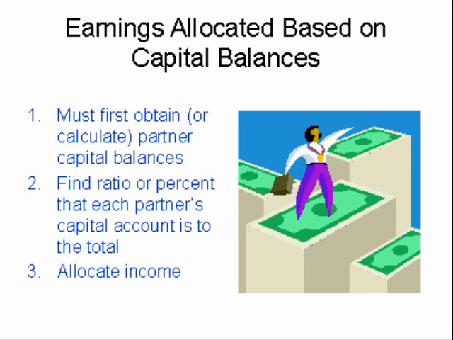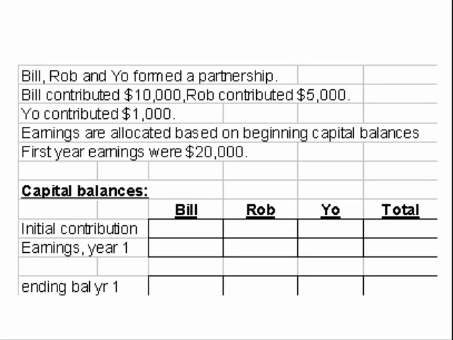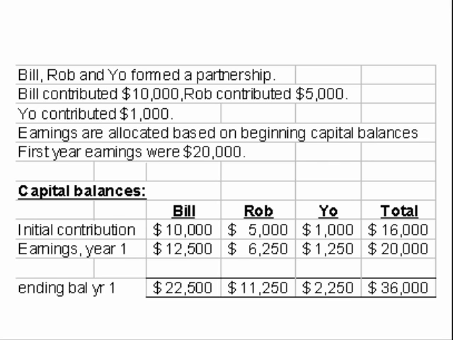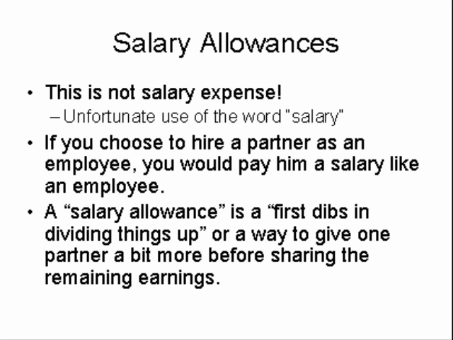Let's try now allocating earnings based on the capital balances of the partners. The first thing you've got to do is go find out, well, what are their capital balances? And sometimes if it's not an initial year, you may have to do some computations to arrive at those capital balances before you can allocate income. All right, let's look at this one. So you have three partners that have given very different amounts to the business. There you go. Now we've got to get the ratio of the capital balance to the total: 10,000 over 16, 5,000 over 16, and multiply that times the earnings and get the allocation that way.